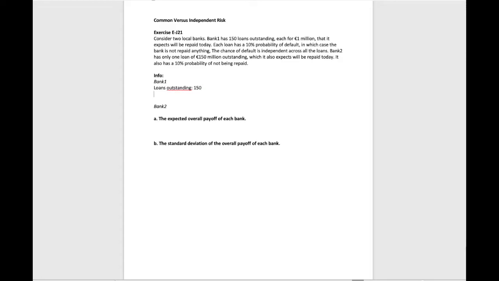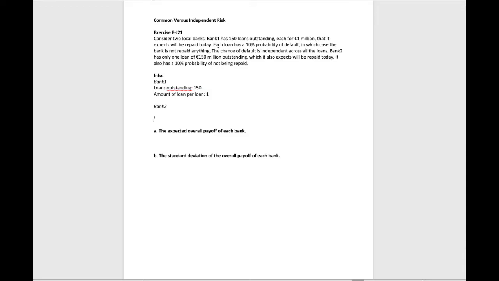Okay, in bank 1 we have 150 loans outstanding, each for an amount of loan per loan, which is €1 million, and it is expected to be repaid today. So we are not considering time value of money. That is what this part is saying.